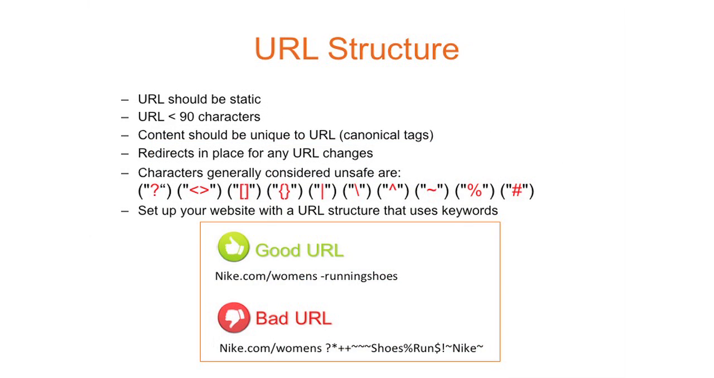Another important area is URL structure. The URL should be static, not dynamic, and the URL should be less than 90 characters. The content should also be unique to the URL, and if it is not, you should be using canonical tags.